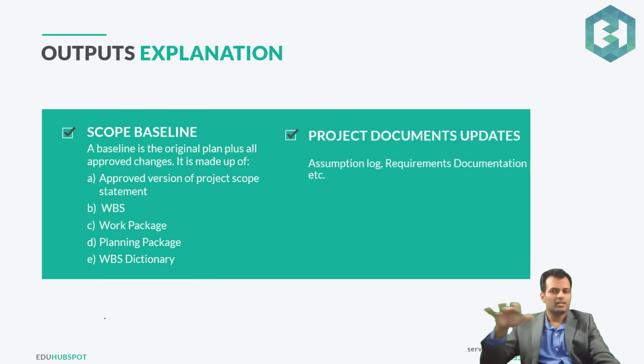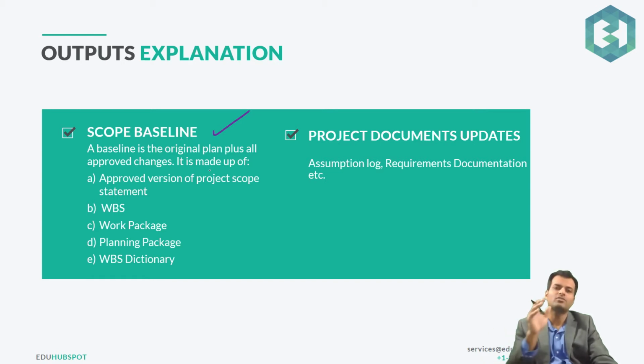Okay, so let's see the output section. First we have the scope baseline. So baseline is the original plan plus all approved changes. Keep one thing in mind: baseline is always about approved changes. Oh, sorry, original plan plus any approved changes to that. Once your baseline is established, that is the time you would always have to follow the change control process. If your baseline is not established, you will not follow the change control process. So again, once it is made, you have to follow the change control process, which we actually defined in the perform integrated change control process.